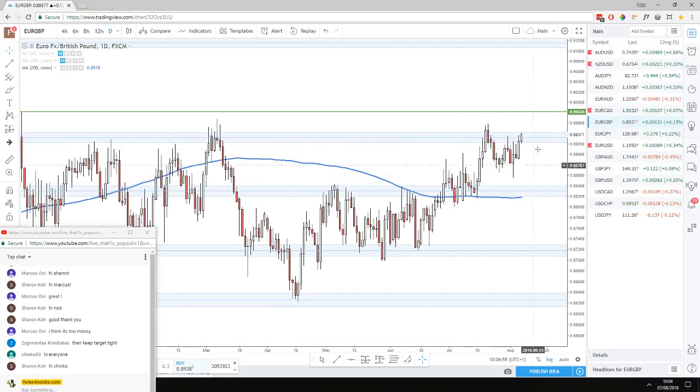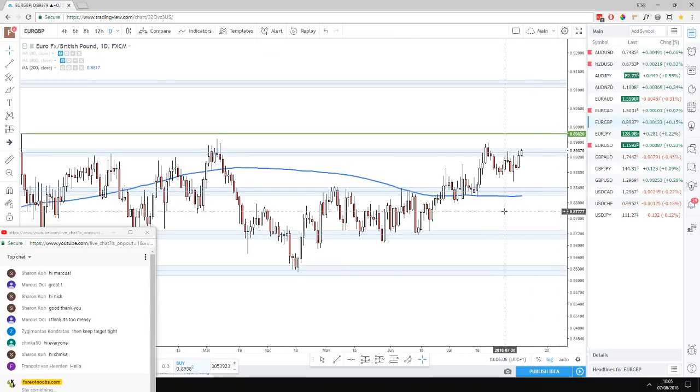This pair is just way too messy lately. If you just look to the left, you see the amount of crazy wicks it has. It's just a bit too messy for my taste at the moment. I'm going to lay off trading this pair until things calm down a little bit. That's just my personal opinion.